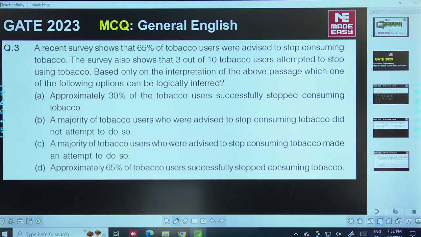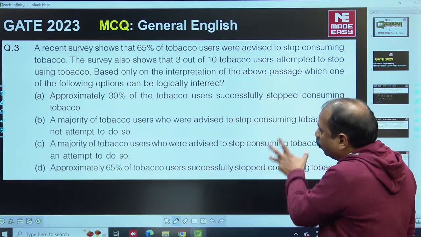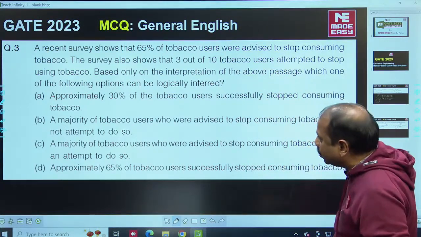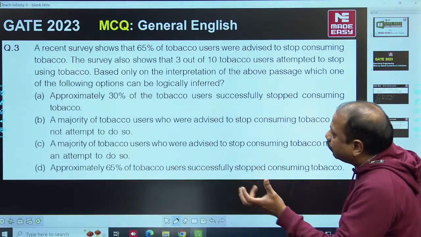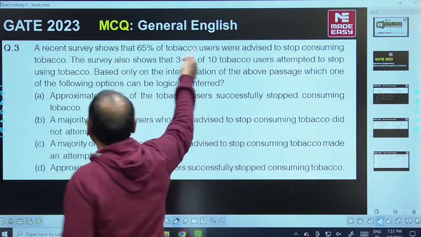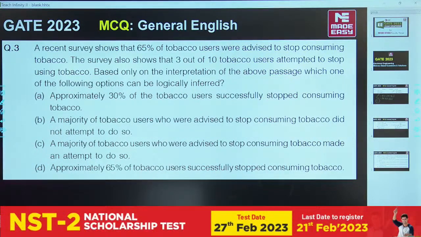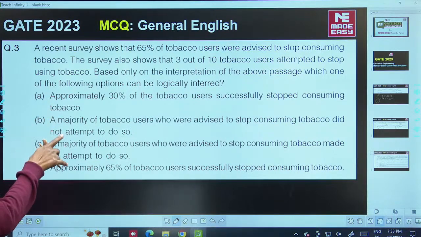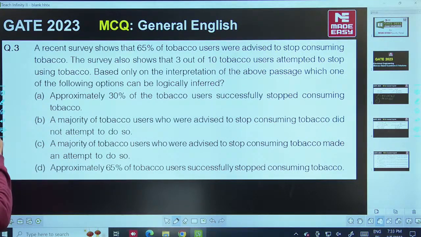Look at this. This is from critical reasoning part. There are two passages actually. One is based on this tobacco, the other one is on cancer disease, and that information was incomplete. That's why we are not able to discuss that. Now look at this. A recent survey shows that 65% of tobacco users were advised to stop consuming tobacco. Right? They were advised to stop using it. The survey also shows that 3 out of 10 tobacco users attempted to stop using tobacco. Based on the interpretation of the above passage, which of the following options can be logically inferred?